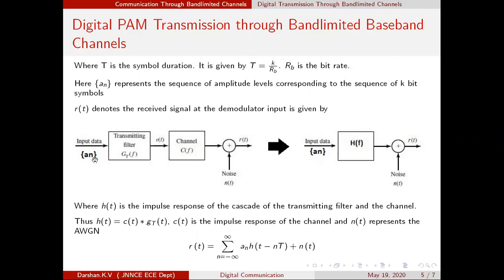If you want to transmit symbol 1, what is the amplitude of symbol 1? It is A1. That means that the transmit filter will generate a pulse of amplitude A1. That is the meaning. Okay, so we will just continue. Now R of t. What is R of t? It is the received signal, or the signal at the demodulator or receiver input.